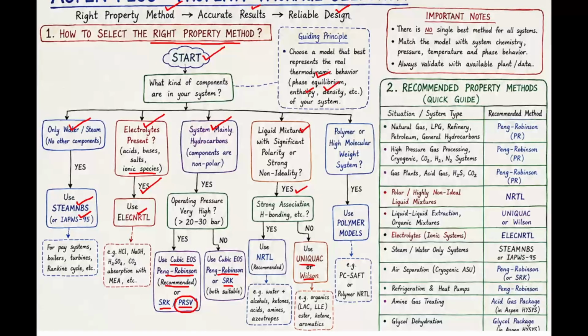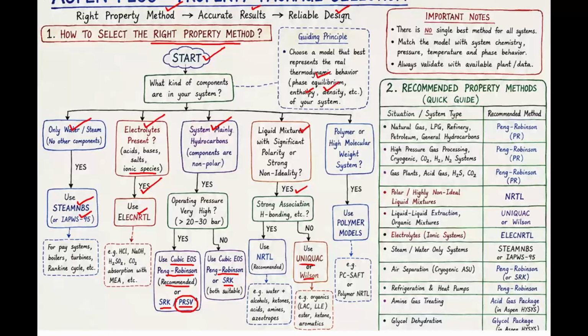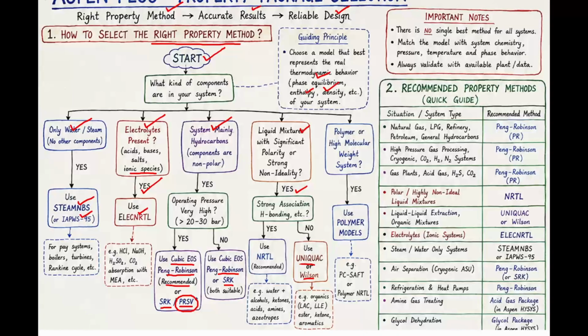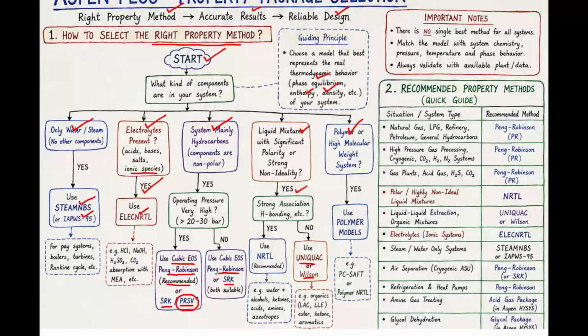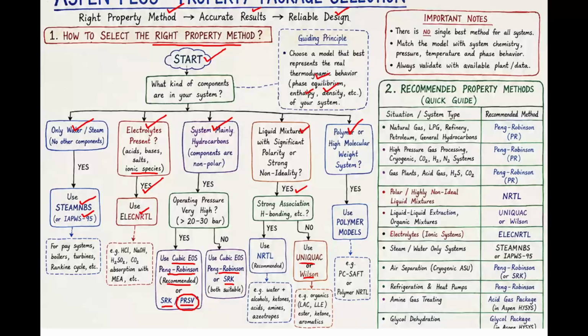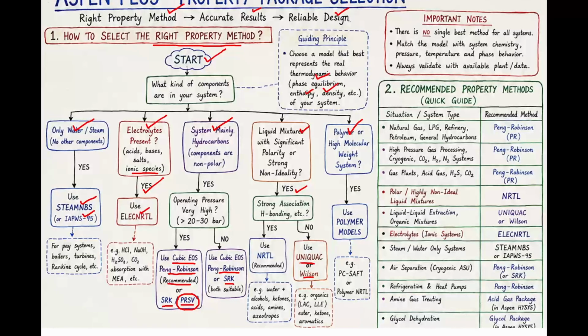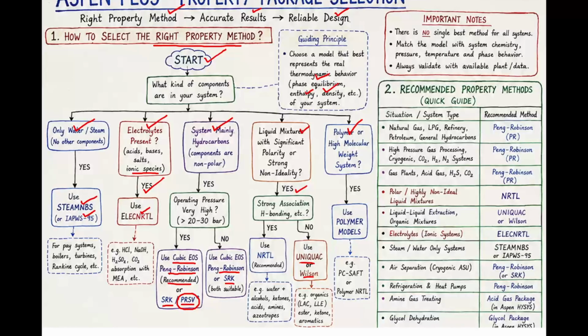Now going to the last part, polymer or high molecular weight systems. If it is yes, use polymer models such as PC-SAFT or polymer NRTL. So these are the 5 classifications, though multiple scenarios can happen, like overlapping scenarios, but we have already discussed those overlapping scenarios in our previous lectures, and today's lecture is relevant to a much simpler concept of how to choose the property package if these are the particular categories involved in the system.